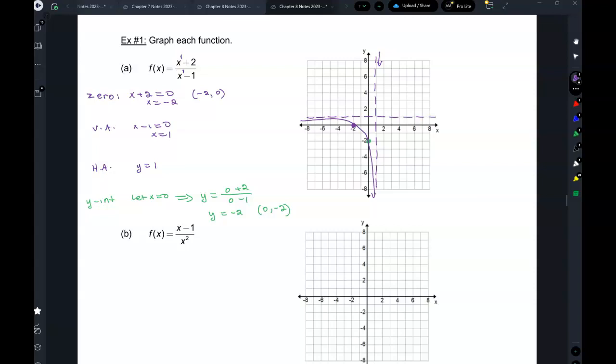So why don't we plug in a point there? Let's plug in x equals 2. So I get 4 over 1, 4. All right, so it's going to look like that. And you can also plug in another point, 3. What do you get? 5 over 2? Right? Which is 2.5. Is that right?